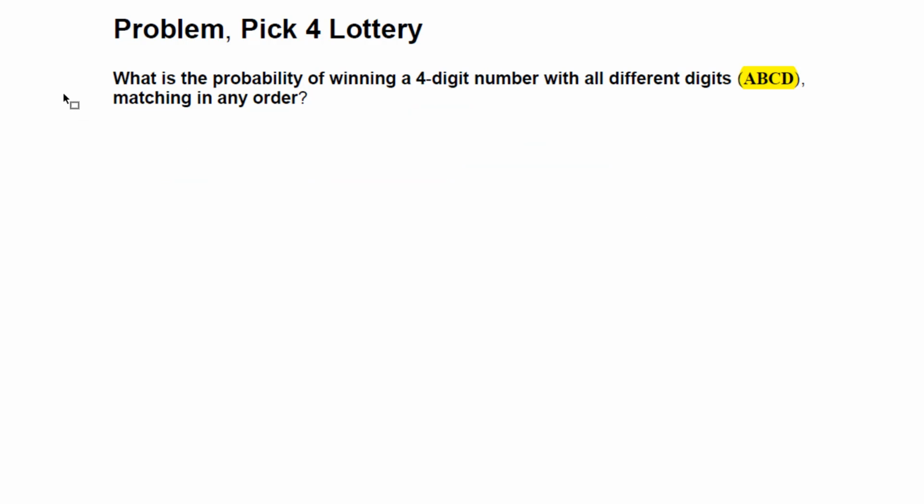So another question, what is the probability of winning a 4-digit number with all different digits matching in any order? So we may have, let's say, 1, 2, 3, 4, and we may win if the winning ticket is 2, 3, 4, and 1. So let's see.